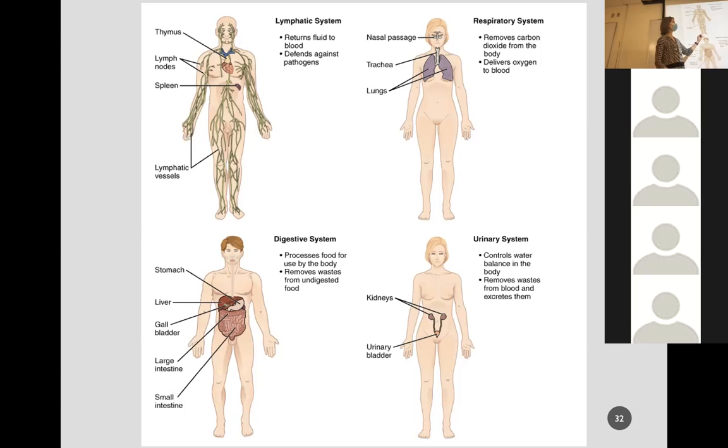Urinary system helps control water balance in the body. Kind of similar in a way to the lymphatic system. In this case, however, the urinary system is removing nitrogenous waste, so nitrogen-based waste, urine, urea, from the body. The kidneys and the bladder are the two main ones. So the kidneys are going to filter the blood for any of those nitrogenous wastes, send that to the bladder, and then it can be excreted from the body.